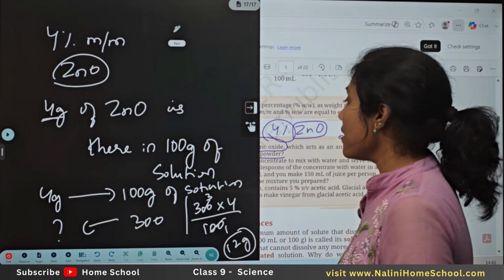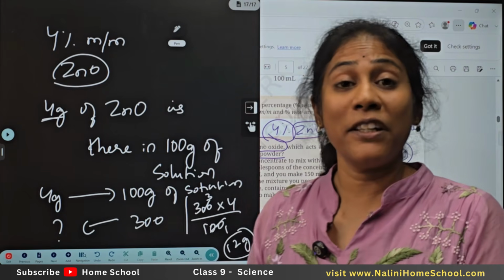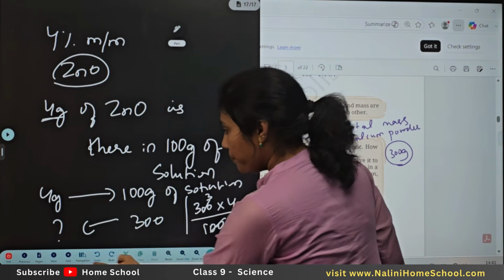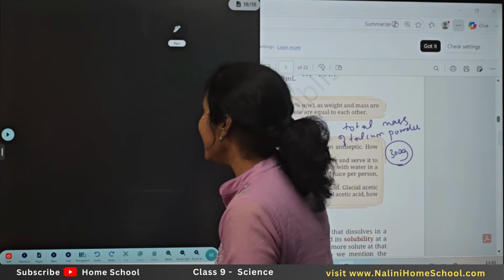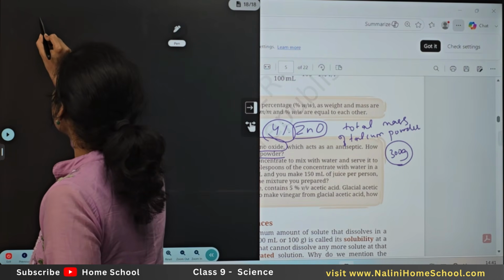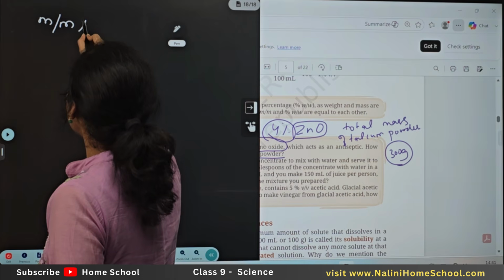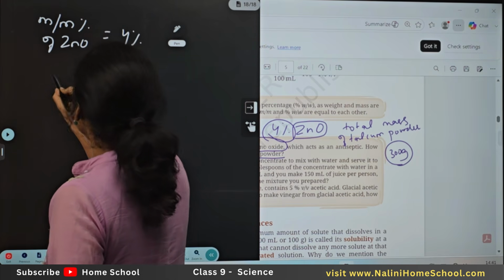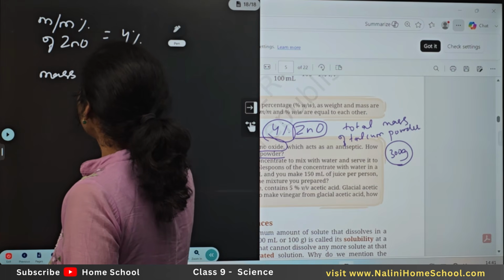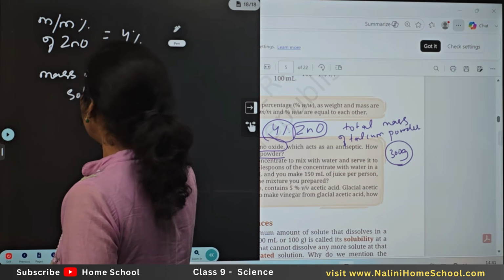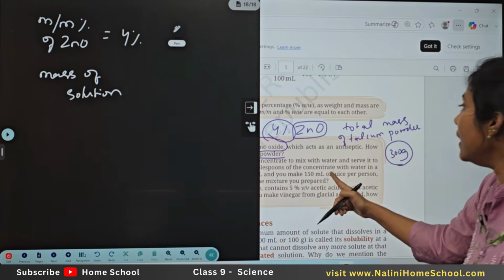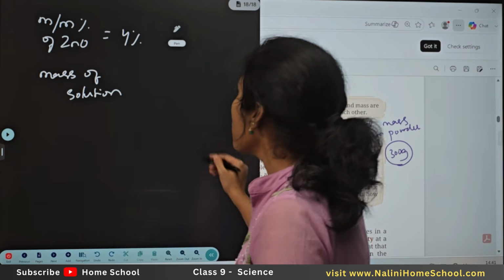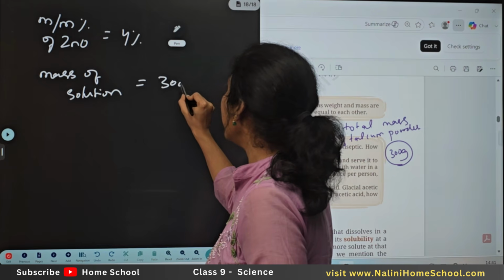Of course, in your exam, they will expect you to write the formula and so on. That method also I will show you. So first, let me write the given information. What is the mass by mass percent of zinc oxide given? It is 4%. And in the question, they have given the mass of solution. They have already given the mass of total talcum powder. Total talcum powder is what? The solution. So the mass of the solution is 300 grams.